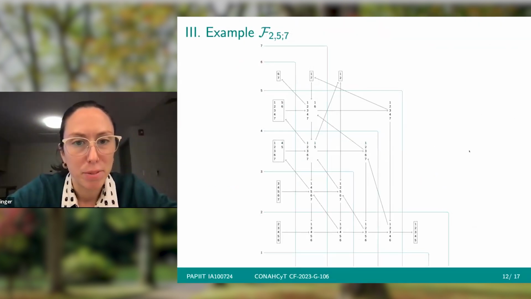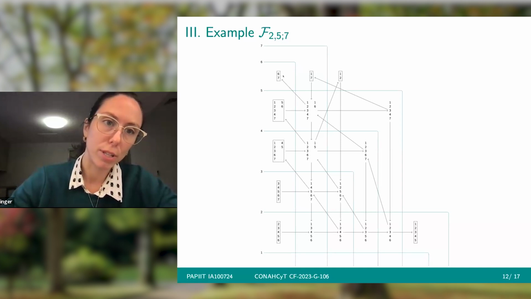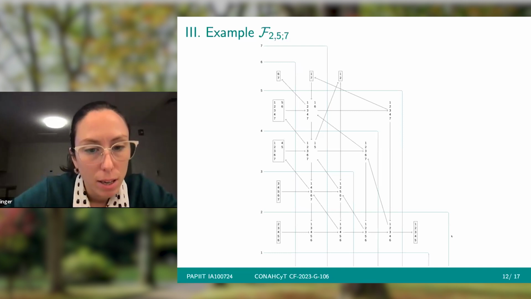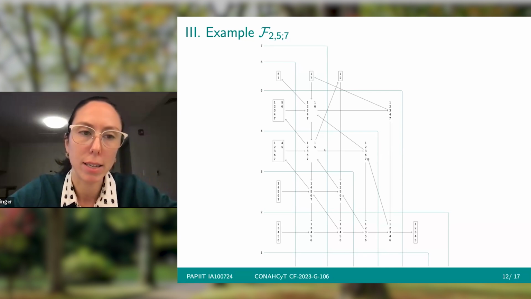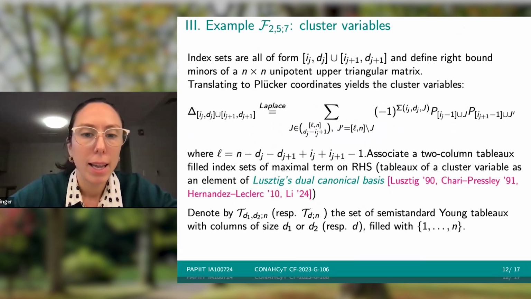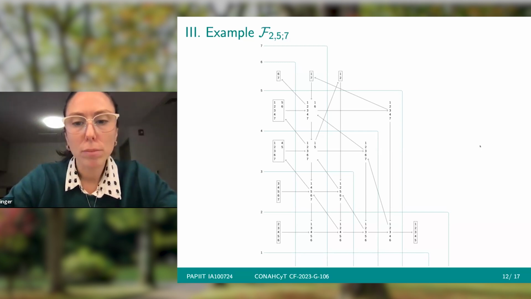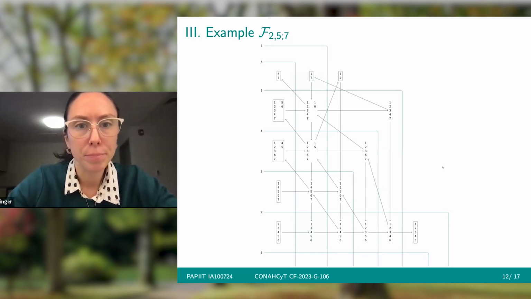So if I do that in my example from before, this is what I get. On the very top, I only get 2 Plückers, so Plückers of size 2. On the very bottom, I only get Plückers of size 5. And then where these two regions meet, I actually get quadratic expressions on the right-hand side of this expansion formula. And this is the set of tableaux that I would associate. And if you were in a Grassmannian, all of this would just be one-column tableaux corresponding to Plücker coordinates.